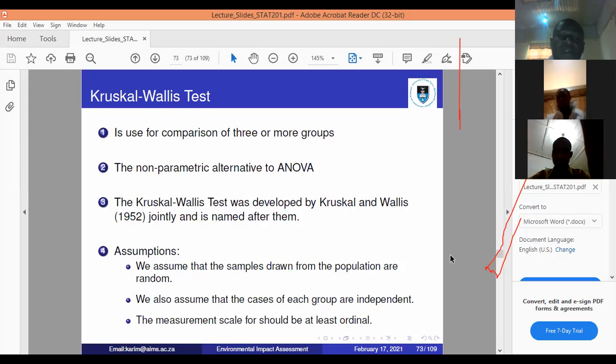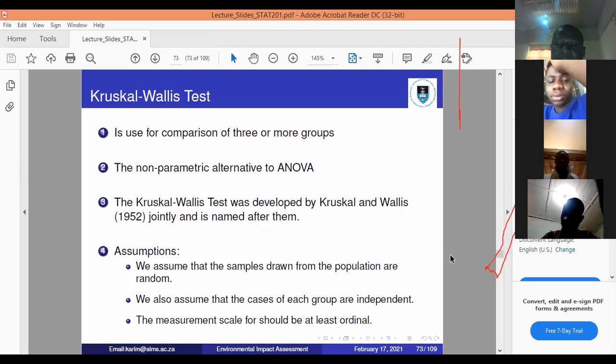And the assumptions of this test are, we assume that the samples are drawn from the population. The samples drawn from the population are random. And we also assume that the cases of each group are independent. No group information affects or influences the other group. And the measurement scale should be at least ordinal. So we can have the data in an ordered form or whichever.